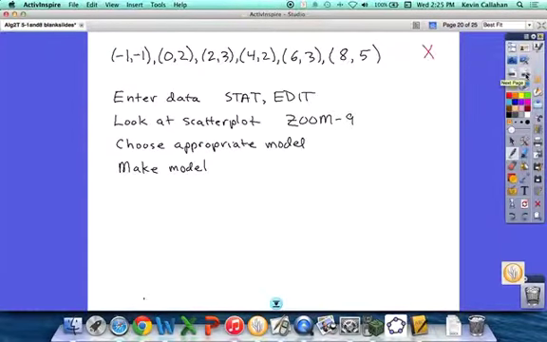Okay? Try to do the same thing with this. Put in those points, look at the data, see what kind of function you think that is, that you can approximate the data with.